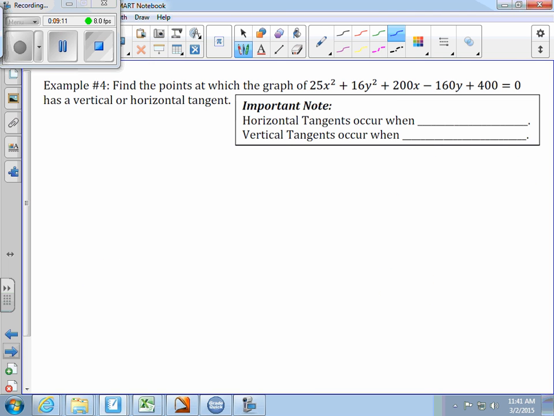Okay, important note. Find the point at which this graph has vertical or horizontal tangents. When are you going to get horizontal tangent lines? When the slope or dy dx is 0. If you have a fraction, when is a fraction 0? When the top is 0.